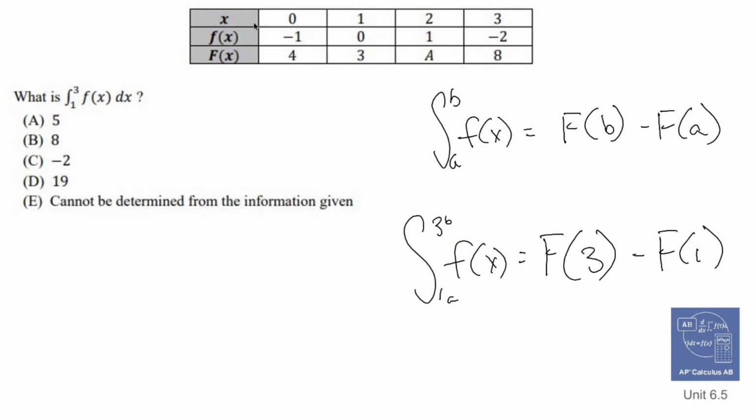So let's see if I have that information. 1 goes to 3, and 3 goes to 8. So this becomes 8. F of 3 is 8 minus F of 1 is 3. And 8 minus 3 is 5. Baby. Fun stuff.